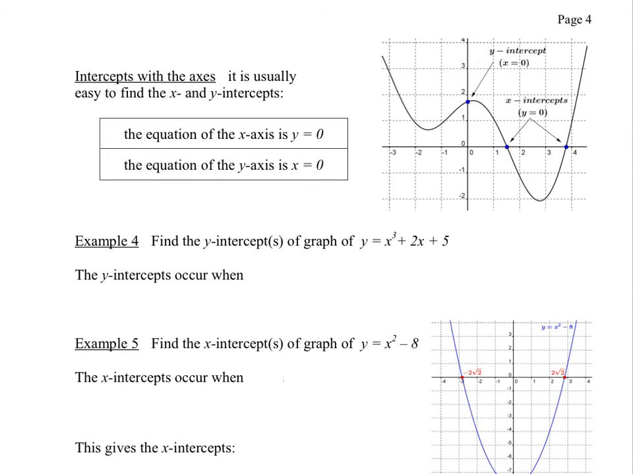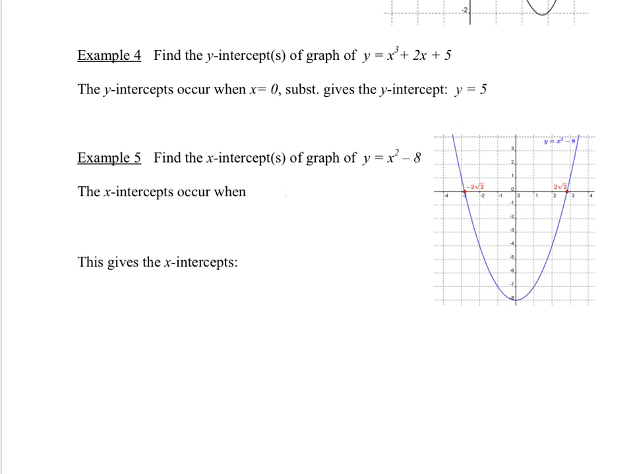So, if you want to find where the y-intercept of this graph here is, you've got to put x equal to 0. And that's very easy to do. Right? You put x equal to 0 into this, and what we should get when you do that is just y equals 5. Because 0 cubed is 0, 2 times 0 is 0, we just have 0 plus 5, that gives us 5. So the y-intercept would be at 0, 5.